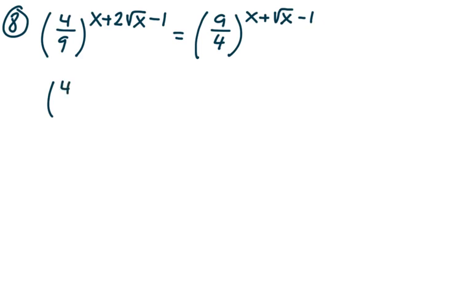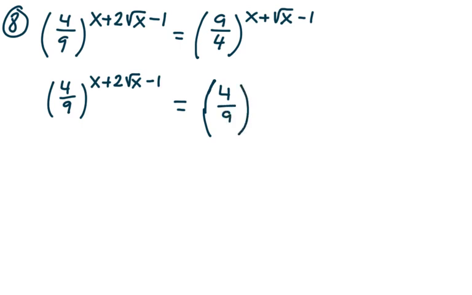So I'm going to write this as 4/9 to the x plus 2 square root of x minus 1. So the base on the left-hand side is 4/9. And if I take the reciprocal of 9/4, I get 4/9. But when I do that, I have to change the sign of the exponent. And when I do, I get negative x minus square root of x plus 1.